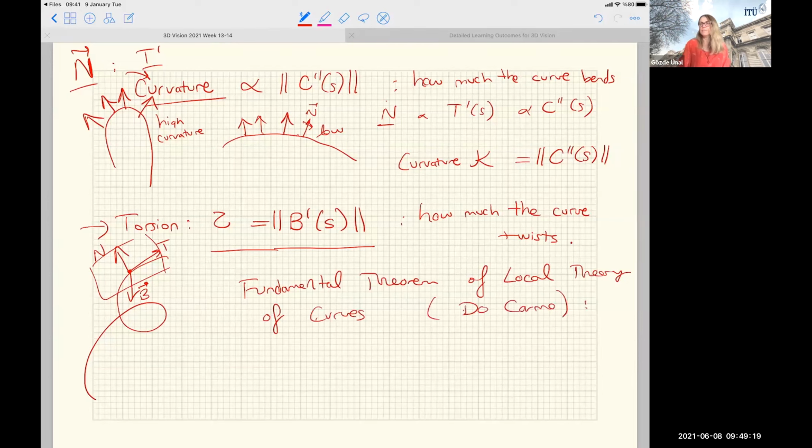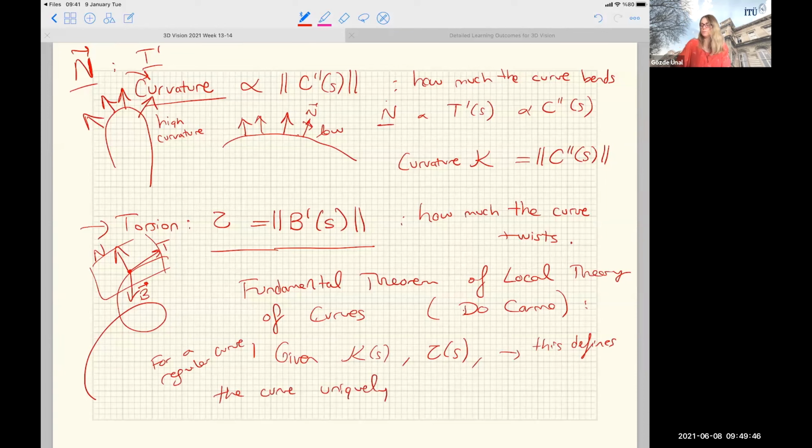It was saying that for a regular curve, again very roughly as I recall, given the curvature function all along the curve, with all parameters s, and the torsion function, then this defines the curve. This defines the curve uniquely up to a rigid motion. I think you all understand now what this means.